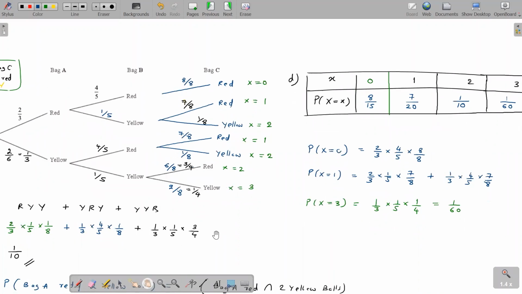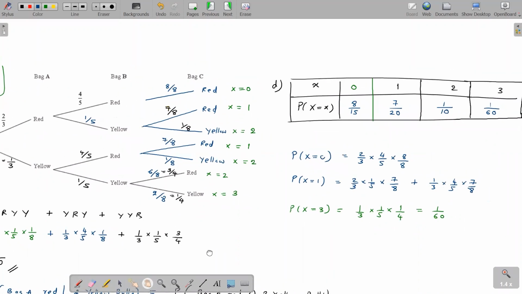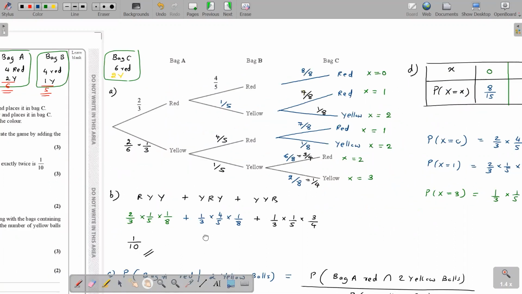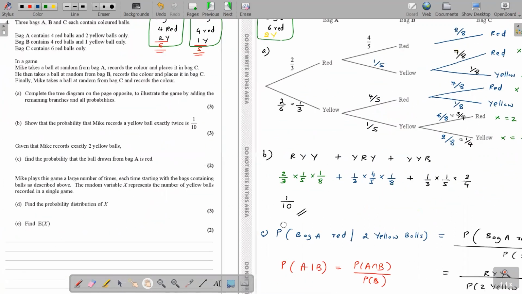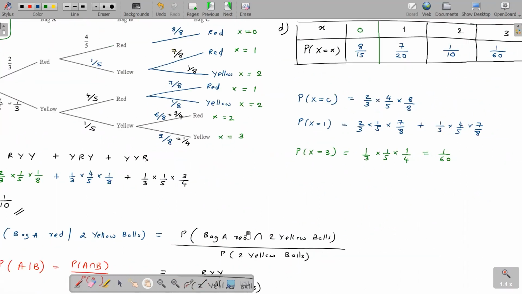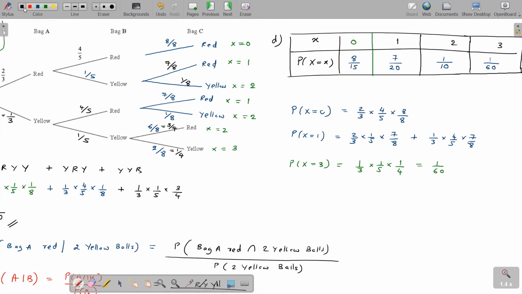Do you understand? This is the probability distribution for the value of x, which is the number of yellow balls that you record in the experiment. Okay, then they say find Ex. Part E is to find Ex, so we can easily do it, right? How do we find Ex? You multiply the x value with its respective probability.